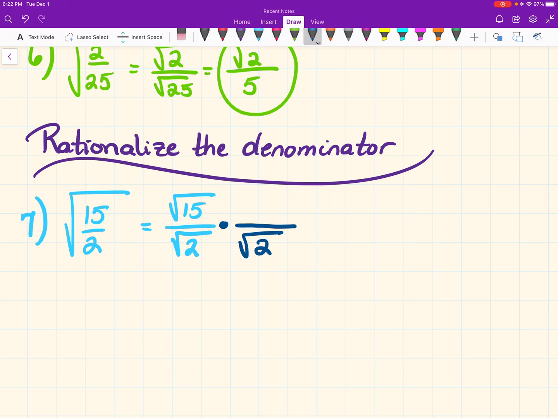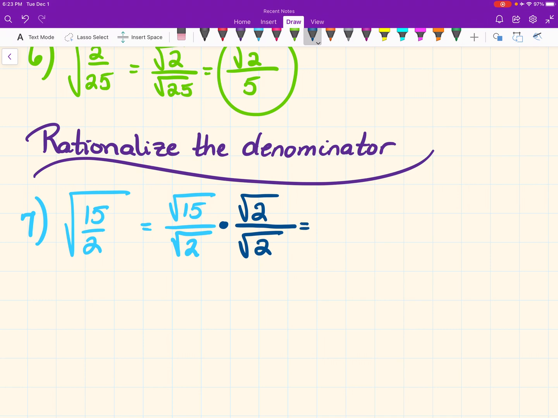But we can't just multiply the denominator by something. Remember, anytime we bring something into the problem, we have to multiply the numerator and the denominator by the same thing. And the reason is we're really just multiplying by 1. It's a special looking 1. It's a square root of 2 over square root of 2. So we're not changing the value of this expression, and that's important. We're maintaining the value, but we're manipulating it to work for us.